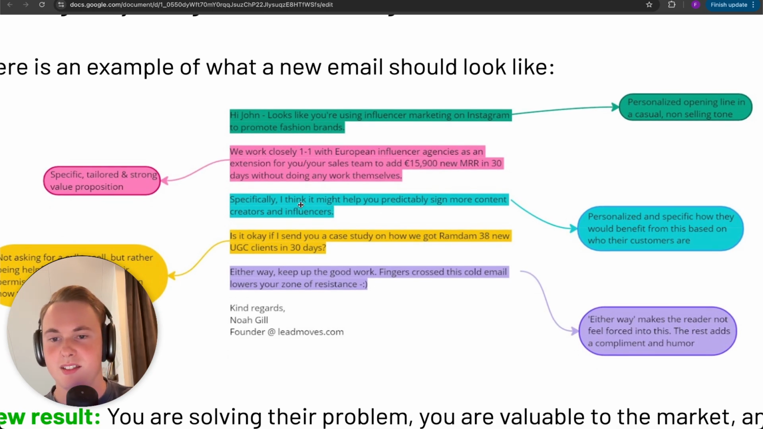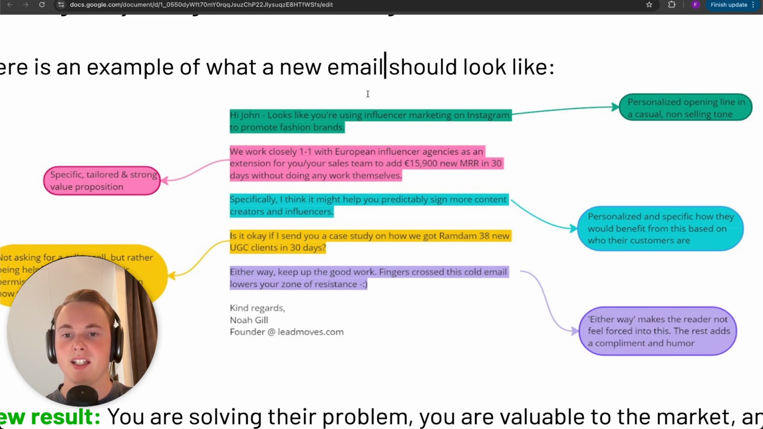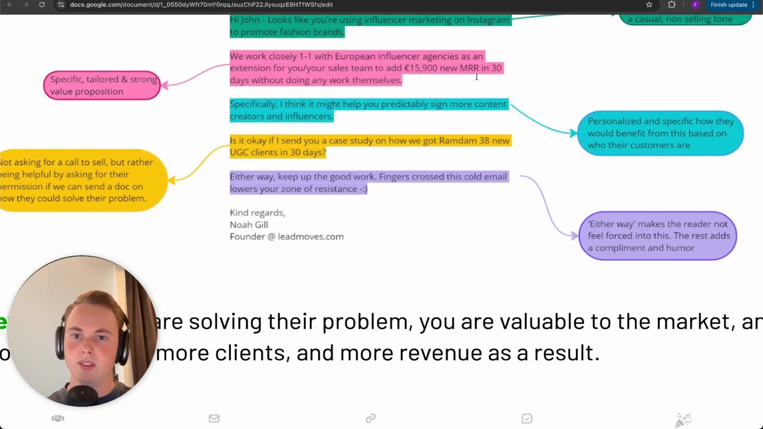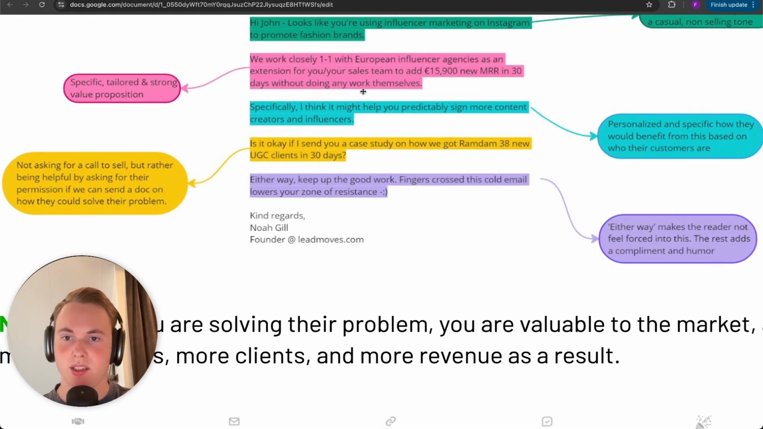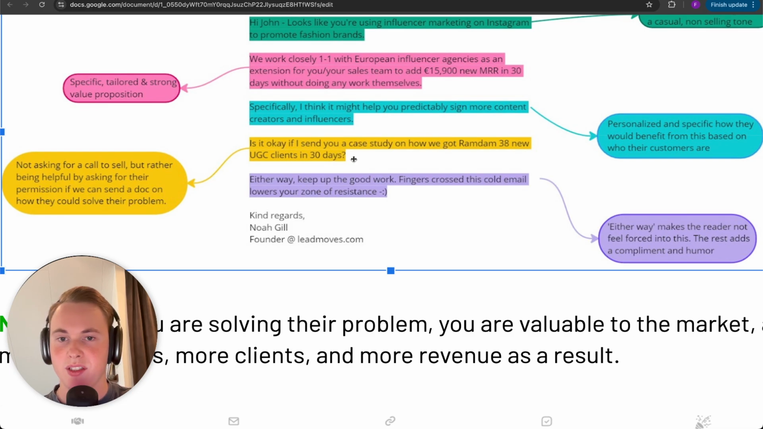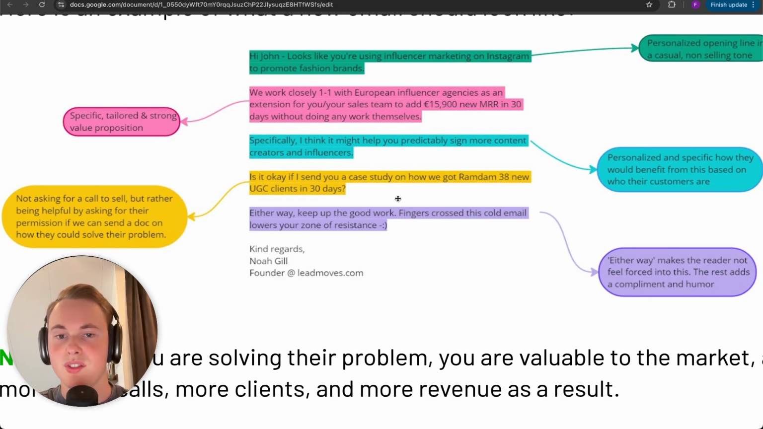So that's the whole point of saying I think it might help you. We're not saying this will help you, John. We're saying I think it might actually help you. And it also just lowers their zone of resistance as well. And then the call to action: is it okay if I send you over a case study I've got run with the rate new UGC clients in 30 days? So good case study, specific as well.